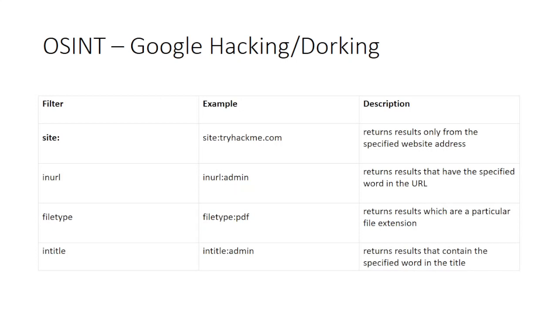So here are some of the filters that can be used: site, inurl, filetype, intitle. Site returns results only from the specified website address. Inurl returns results that have the specified word in the URL. Filetype returns results which are a particular file extension. And intitle returns results that contain the specified word in the title.